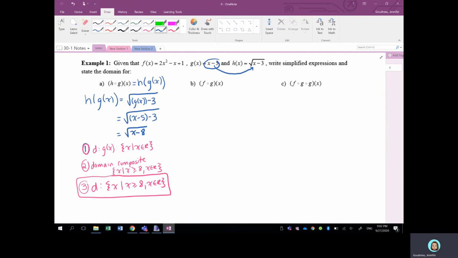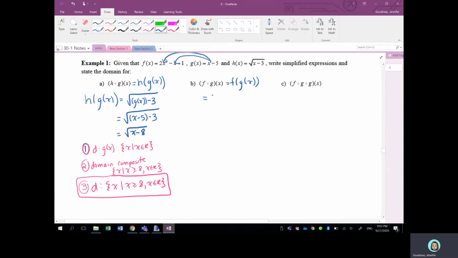Let's try part B. Part B, again, does not mean f times g at x. It means f at g at x. So this time we are taking our g at x and plugging it into f at x. So f at x has two x's in it, which means g at x is going to park itself right there and right there. So we can write it in general form.